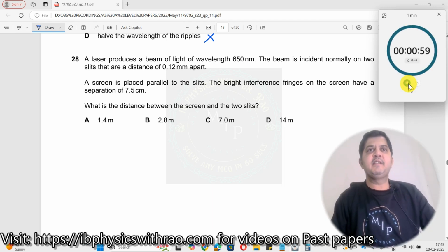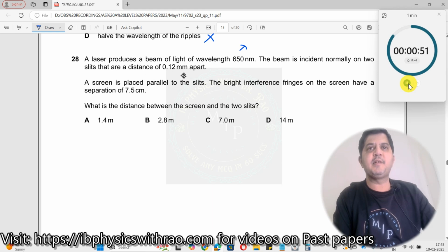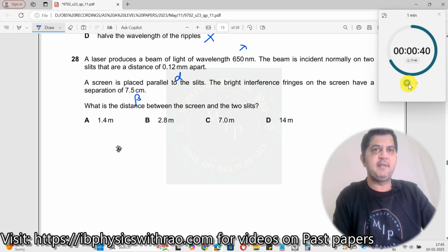Question number 28. A laser produces a beam of light of wavelength 650 nanometers. The beam is incident normally on two slits at a distance of 0.1 millimeter apart. d is also given, lambda is given. A screen is placed parallel to the slits. The bright interference fringes on the screen have a separation of 7.5 centimeters. Beta is given to you. What is the distance between the screen and the two slits?